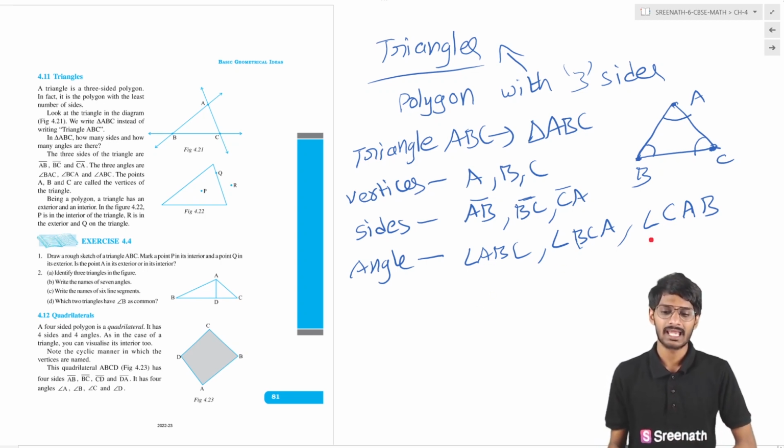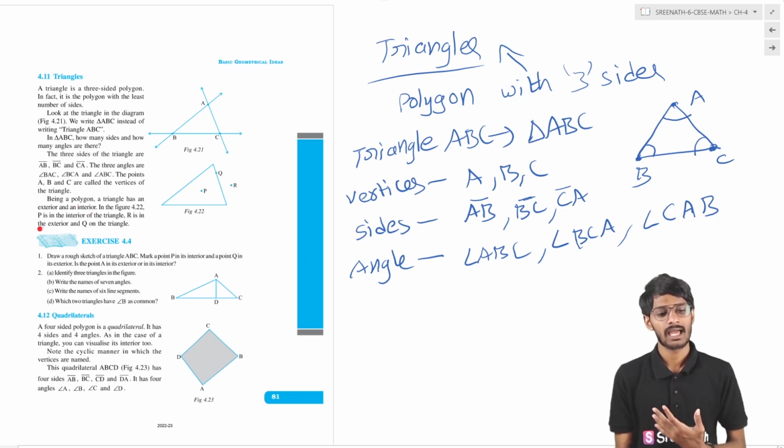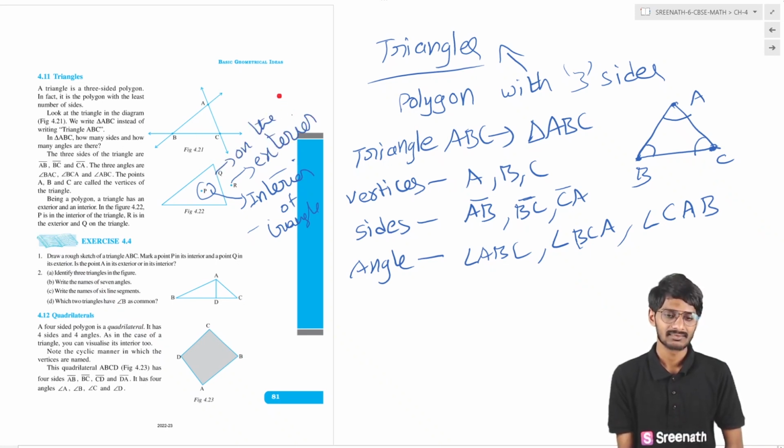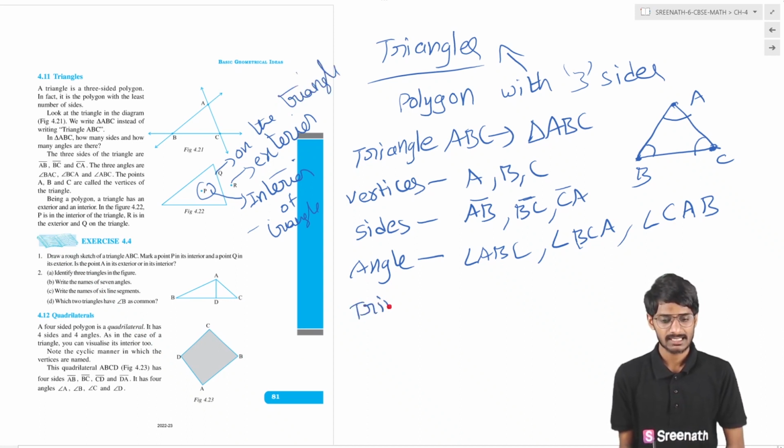Okay, so these are the three angles. The triangle has three angles, three sides, three vertices, students. This triangle also has an exterior and interior. In this figure, this point P is in the interior region of the triangle. This point is in the exterior of the triangle. And this is on the triangle, students.